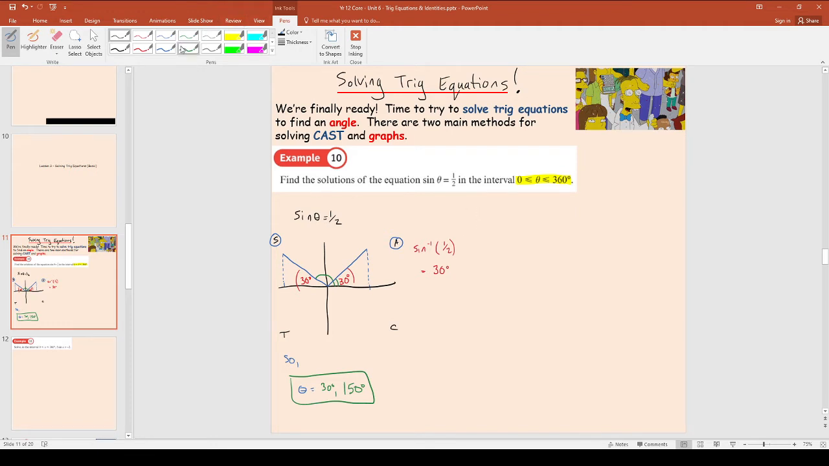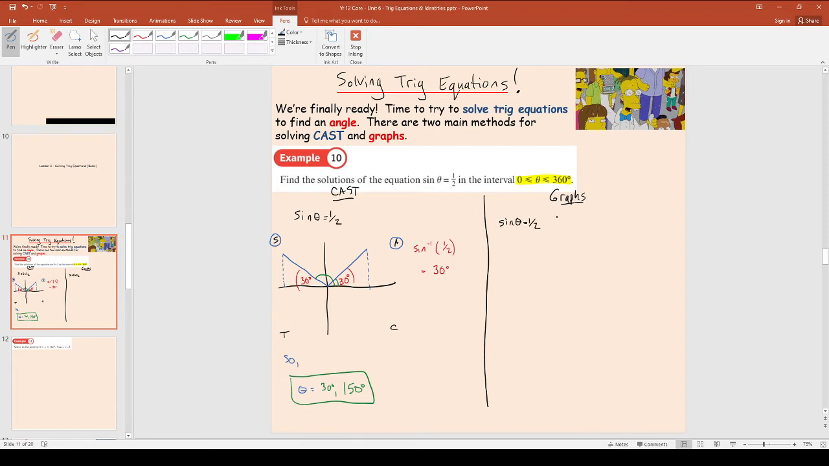Okay, here's the alternate. So this is my method, CAST, which I love. Now, here's the alternate. This is what you'll have seen before at year 11. It starts off the same: sine of theta equals a half.